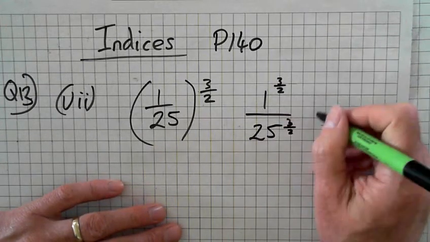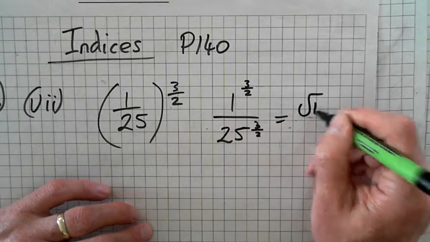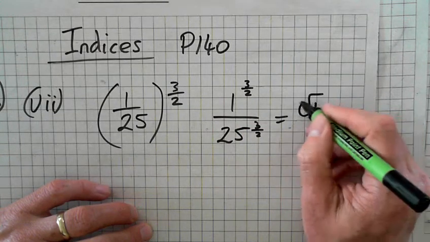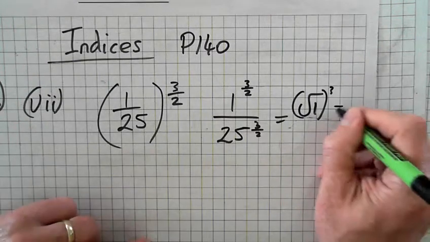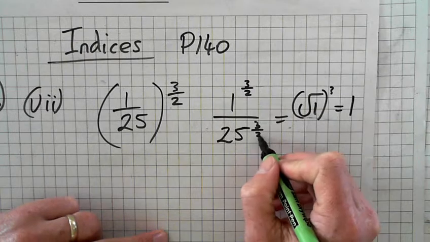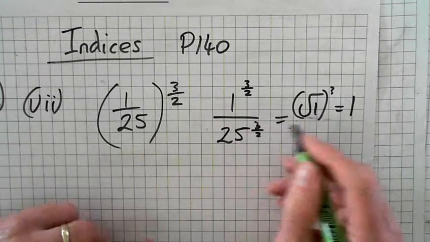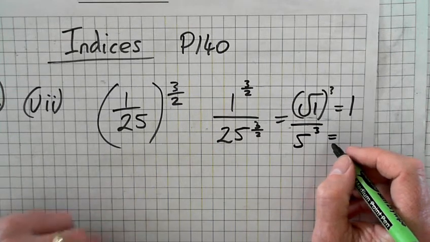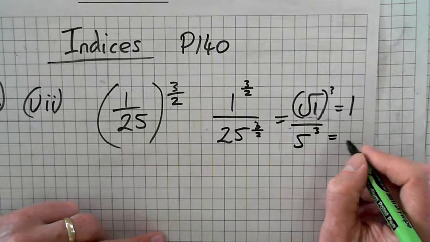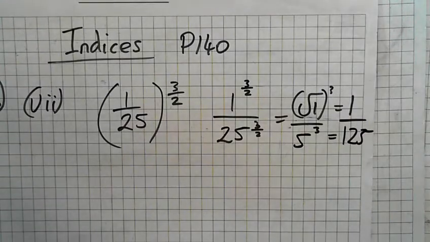Alright, so I'll deal with the 1 first. What does the 2 mean? Square root of 1 is 1. And 1 to the power of 3, 1 times 1 times 1, is still 1. Right, what does the 2 mean on the bottom? The square root of 25, which is 5. What's 5 to the power of 3? 5 by 5 by 5? 125. Okay, you see that?